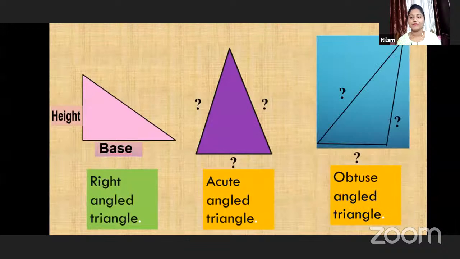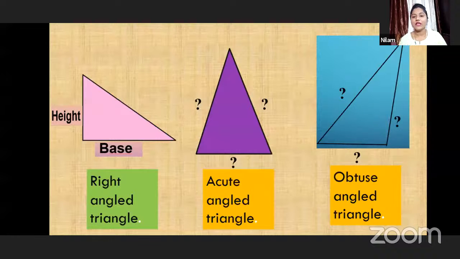Okay, very good. On the screen you can see another triangle. What is the name of the triangle given in blue color? Obtuse angled triangle. Yes, it is an obtuse angled triangle. And what is the measure of each angle of the obtuse angled triangle? More than 90 degrees. Yes, very correct. One of the students also replied in chat that it is less than 180 degrees. Yes, very correct. It is more than 90 degrees and it is called an obtuse angle.